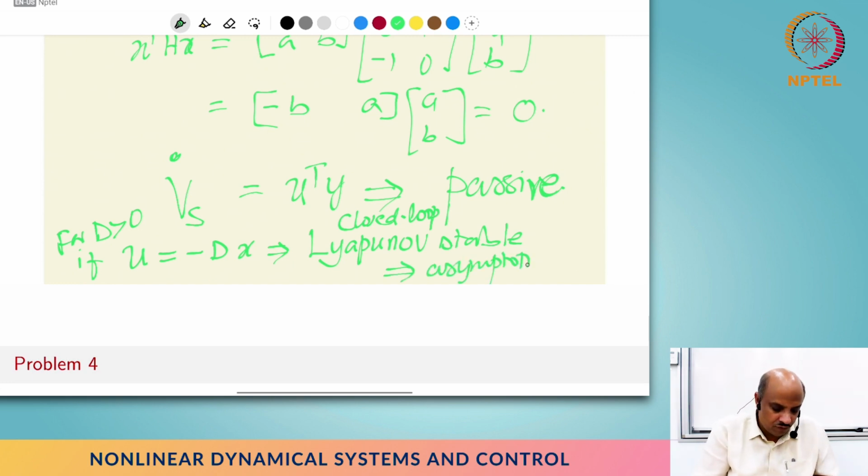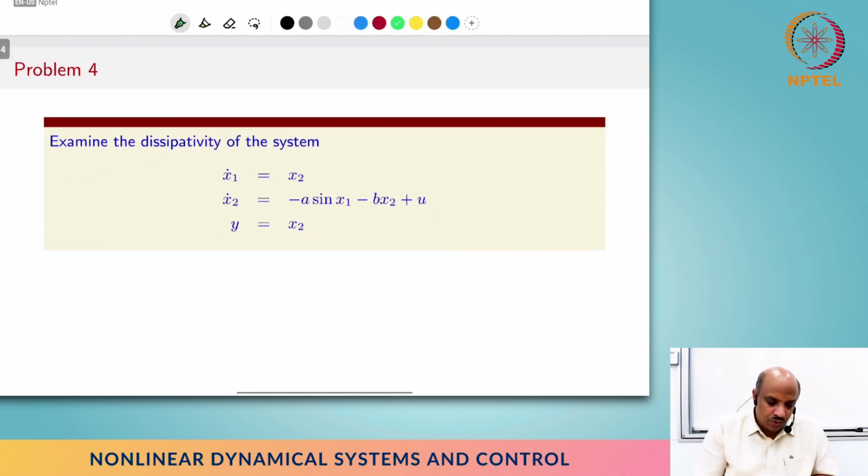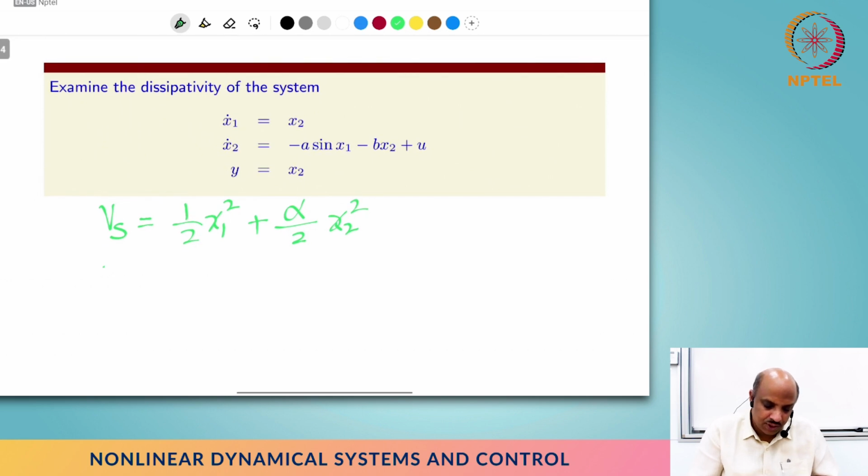Okay, and then V dot is going to be equal to x1 x1 dot plus alpha x2 x2 dot, which is nothing but x1 x2 plus minus alpha a x2 sine of x1 minus alpha a b x2 squared plus alpha x2 u, right?